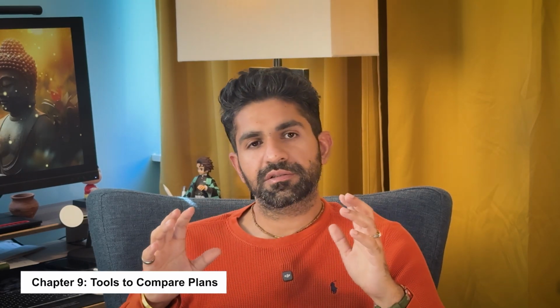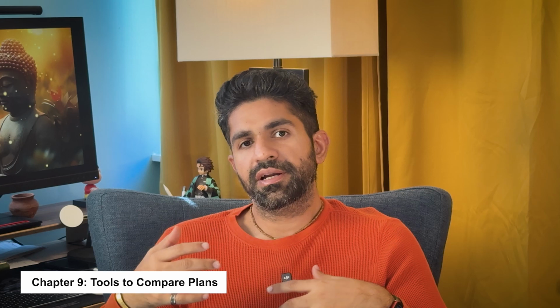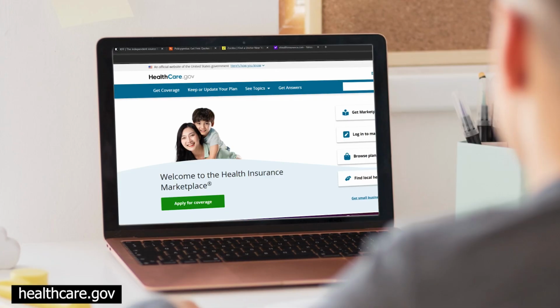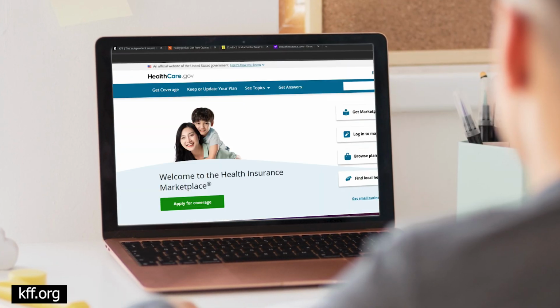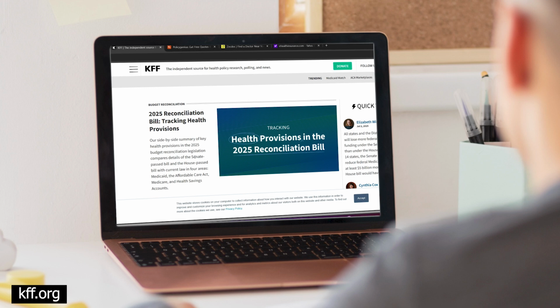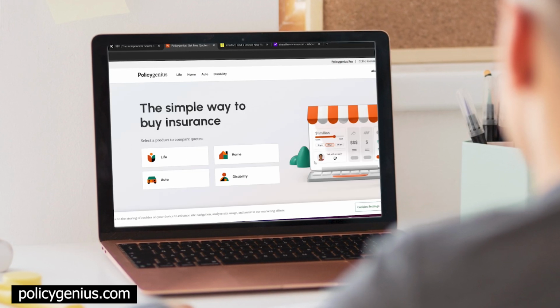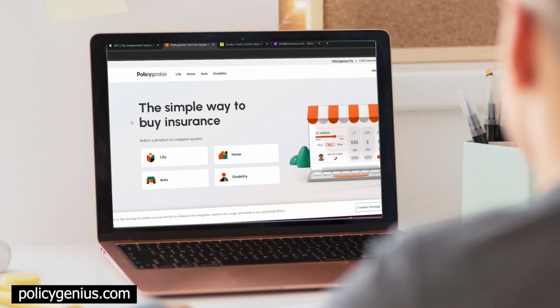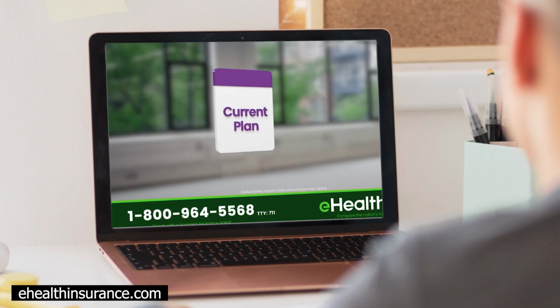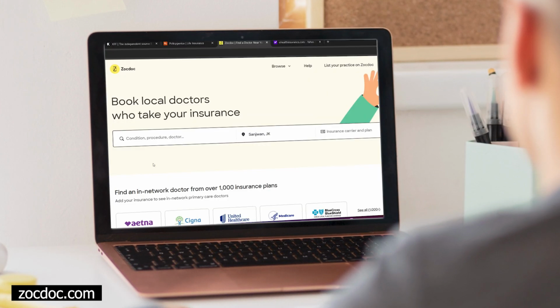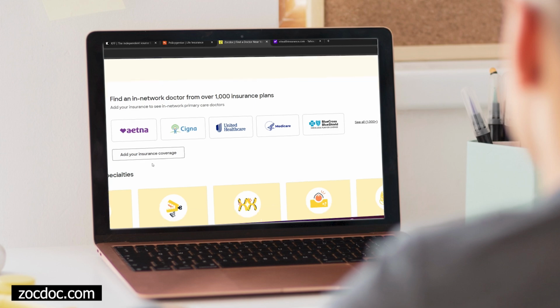Another thing which I want to touch base on here is the tools to compare plans. So what are some of the tools that you can go ahead and look up? One is healthcare.gov, second is kff.org, which is a cost calculator. We also have Policy Genius. Another company is called ehealthinsurance.com. ZocDoc also provides lookup of different insurance plans. Always read the summary of benefits and coverage, which is also called SBC, before enrolling.